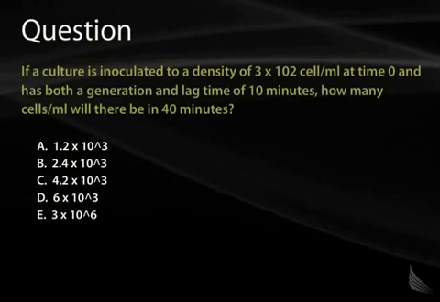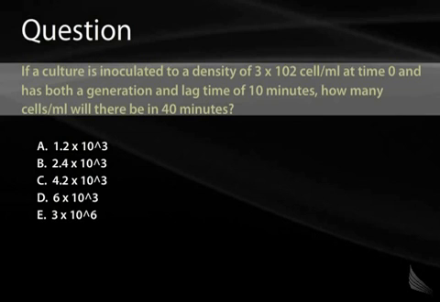Now let's do a question which helps us understand the log and lag growth phase of bacteria. If a culture is inoculated to a density of 3 × 10⁻² cells per milliliter at time 0, it has both a generation time and a lag time of 10 minutes. How many cells per milliliter will there be in 40 minutes?